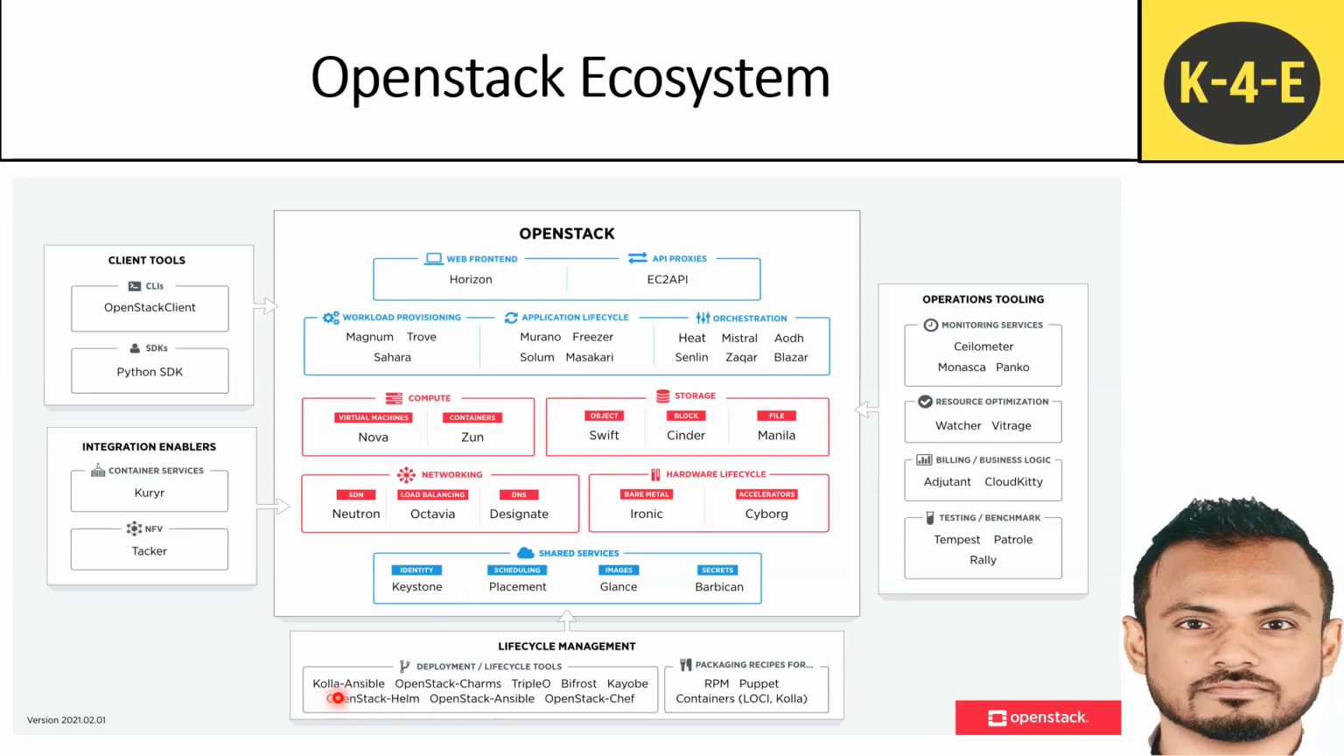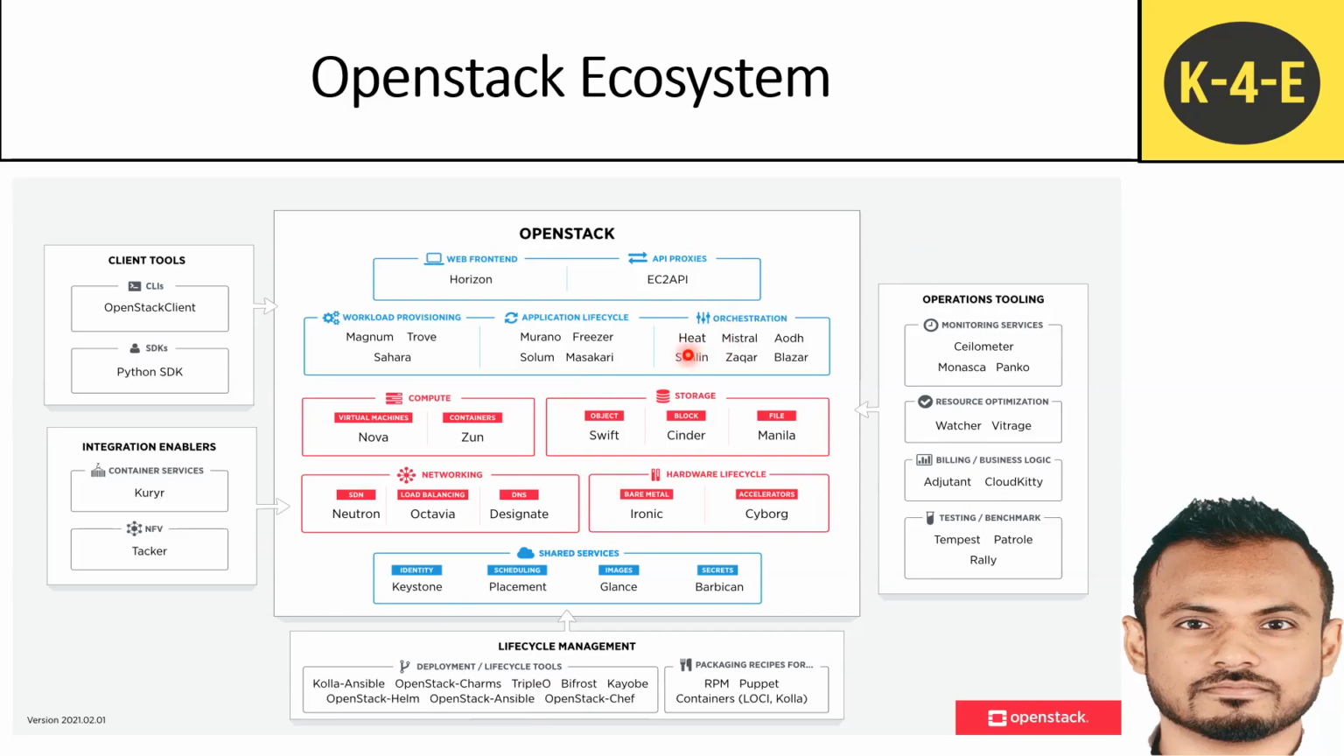Also, I will discuss the deployment process, how OpenStack gets deployed. We have Kolla Ansible, OpenStack Charm, TripleO, Bifrost, Kayobe, OpenStack Helm, OpenStack Ansible, OpenStack Chef. These are the different deployment methods. If you want to deploy OpenStack, you can choose any one of them. The most preferred method for OpenStack deployment is TripleO. I will explain what TripleO is in other classes. But for today, I'm just giving you an overview of the basic terminologies which we are going to see in the upcoming classes of OpenStack.